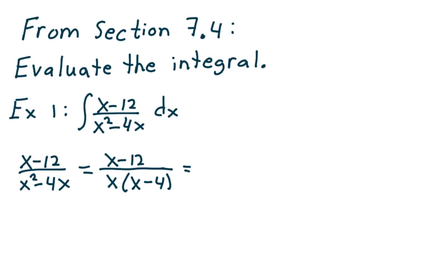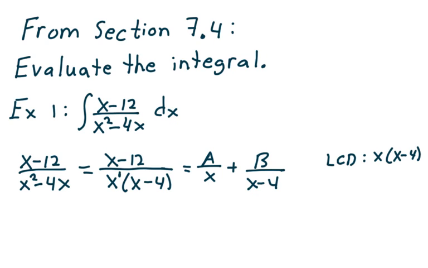And so we're going to break apart this fraction. We're going to get A over x. The degree is 1, so the numerator will be a constant for that x. And we're going to add B over (x - 4). So the LCD here is x times (x - 4). And so we're going to multiply both sides by the LCD. So x - 12 is A times (x - 4) plus Bx.